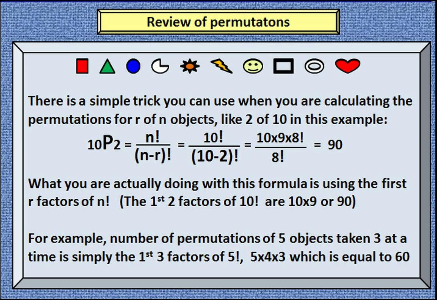10P2 is equal to n factorial divided by n minus r factorial, which is equal to 10 factorial divided by 10 minus 2 factorial, which is equal to 10 times 9 times 8 factorial divided by 8 factorial, which is equal to 90. What you're actually doing with this formula is using the first r factors of n factorial. The first two factors of 10 factorial are 10 times 9, or 90. For example, the number of permutations of 5 objects taken 3 at a time is simply the first 3 factors of 5 factorial, 5 times 4 times 3, which is equal to 60.